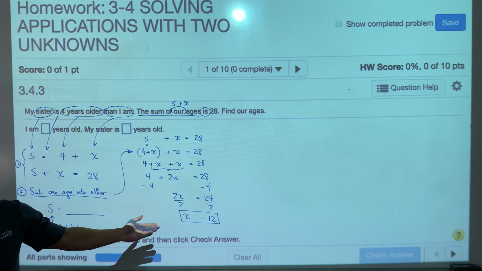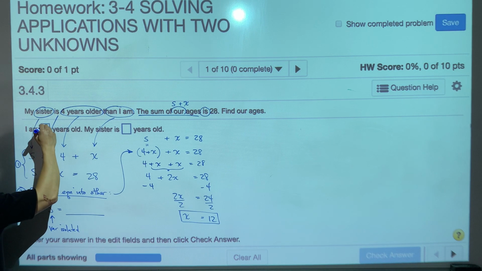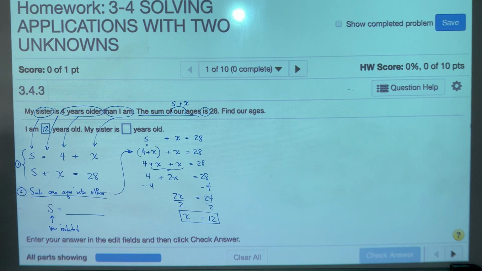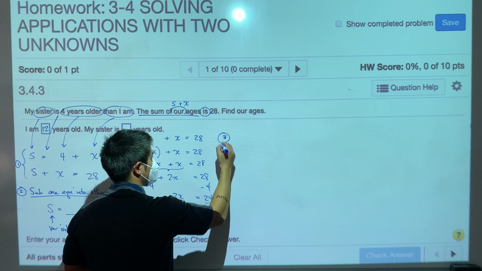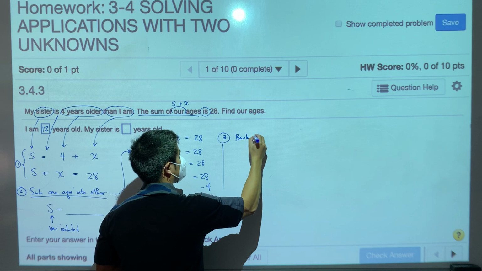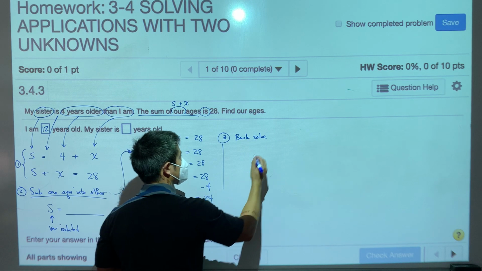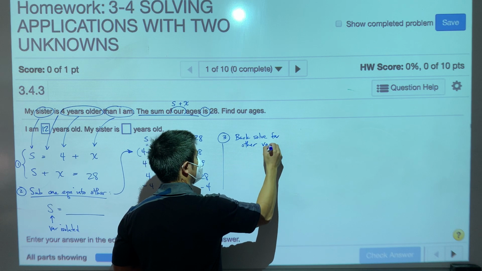And that is the age of sibling 1, right? Now that's not all of it, right? That's me. I'm 12 years old. But we also need to figure out sister's age, right? My sister's age, your sister's age, whatever. So that's the final step. Step number 3 is you're going to back solve for the other variable.